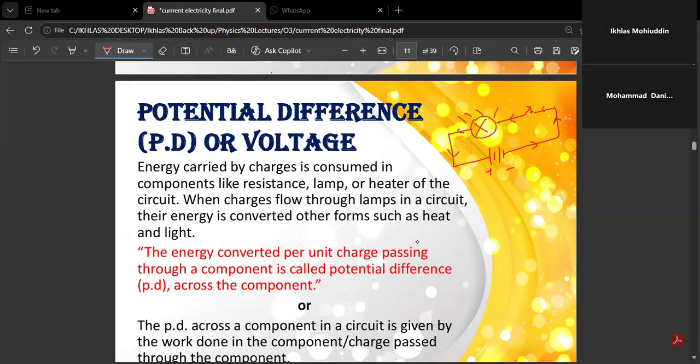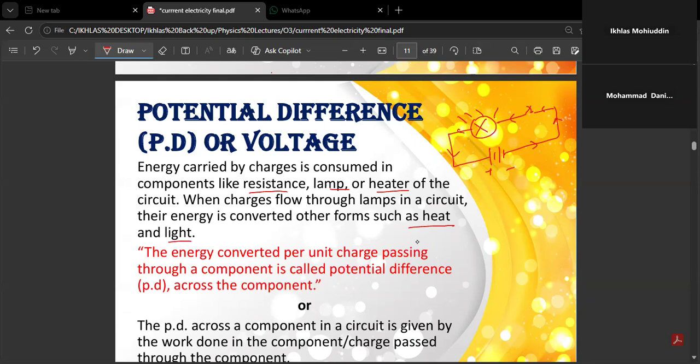And the energy that is carried by the cell is consumed or utilized by the load in the circuit. A load can be a resistance, lamp, or heater. When charge flows through the lamp in a circuit, the energy is converted into other forms, as I told you in the last slide, heat, or it can be converted into light as well. So, what is the definition of a potential difference?